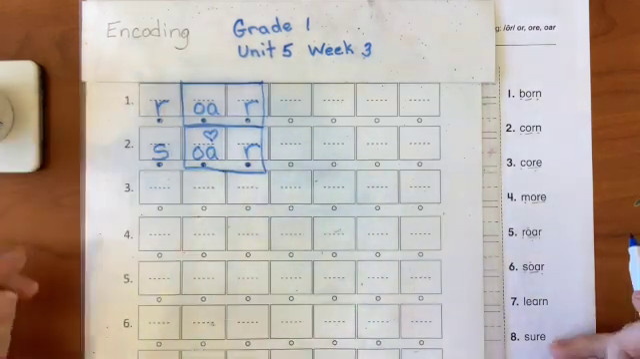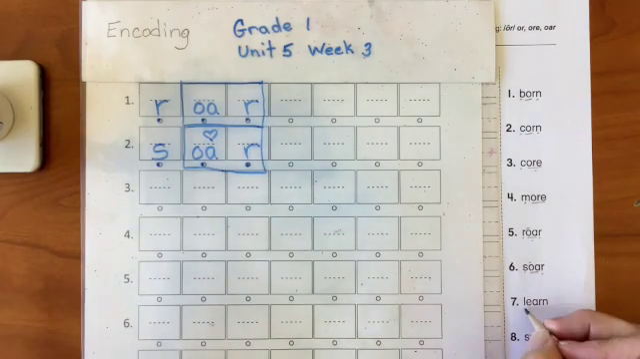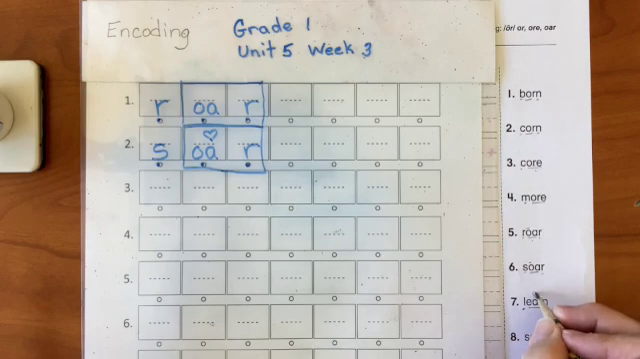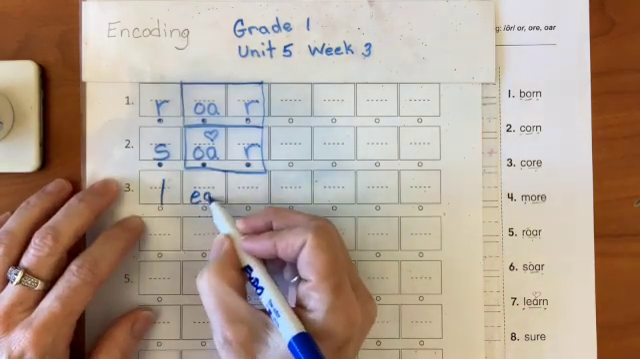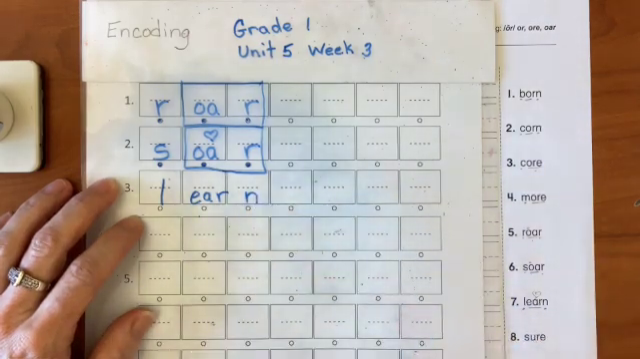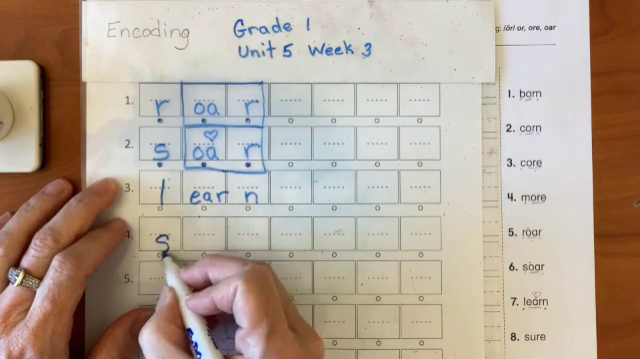Okay, the next two words, I want you to just spell them, even though you know, learn. You're going to know that you can write the L and the N, and you're going to memorize by heart that E-A-R is going to say er. So let's just write it. L-E-A-R-N, learn. I am learning how to write. And shore, S-U-R-E, shore.